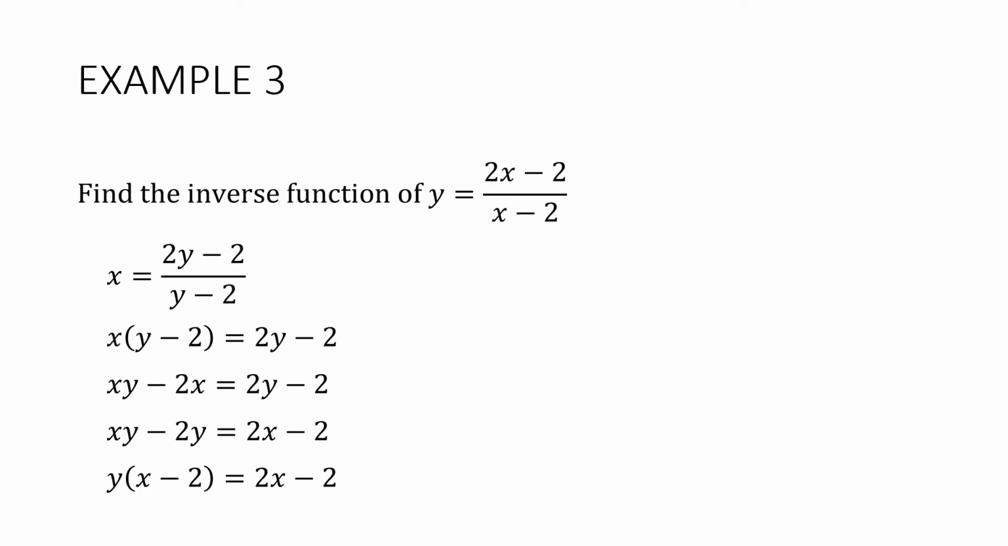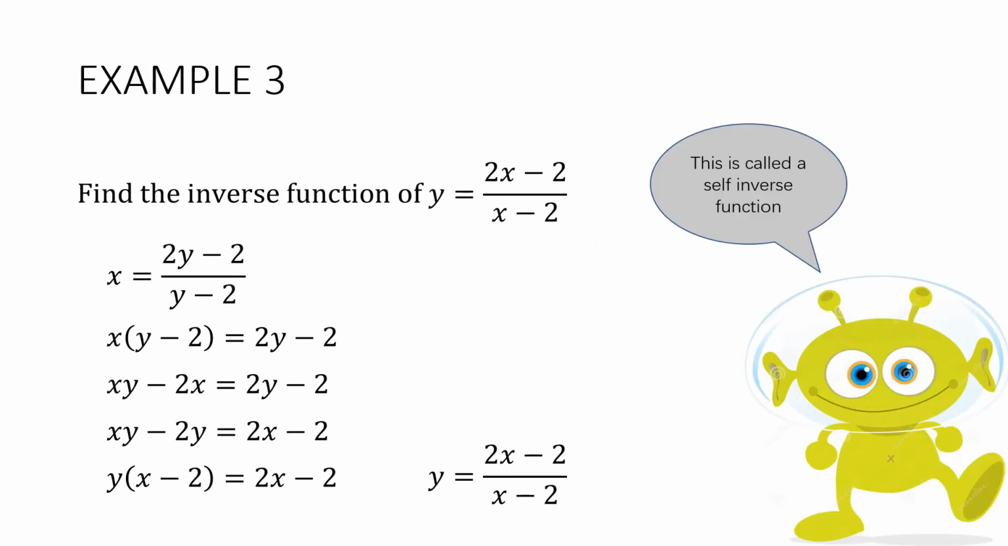Factorize the left-hand side. Divide both sides by x minus 2, and the inverse function is y is equal to 2x minus 2 all over x minus 2. Now what do you notice? They're exactly the same. And these are called self-inverse functions. So when you have a function and you do the inverse and you get the same thing, it's called a self-inverse function, and they're symmetrical about the line y equals x.